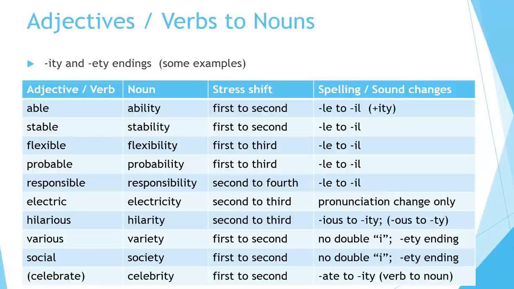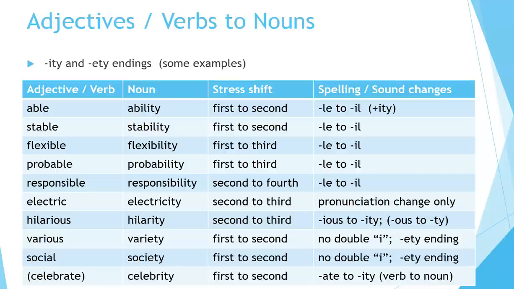We're going to talk about the ITY and ETY endings. Here are some examples. I'm going to read these across. Adjective or verb, able, ability. The stress shift is from the first to second syllable. And there's a spelling change from L-E to I-L before adding the I-T-Y. Able, ability, stable, stability. Same pattern, first syllable to second syllable for the stress. L-E to I-L.